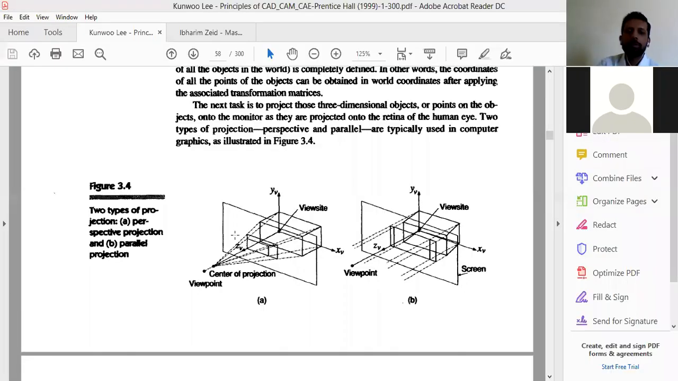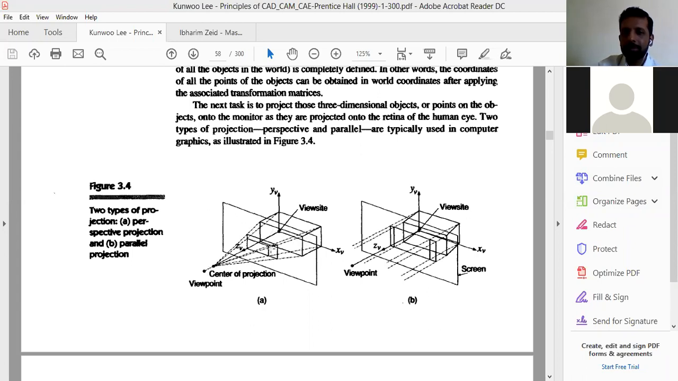Yes. So coming back to this, the view site is the place, compared to the diagram, where the object is nearer, and the viewpoint is where we are standing, that is, seeing it from the display end, seeing the display on the monitor. So it has to be diminished and it has to merge at the center of projection.